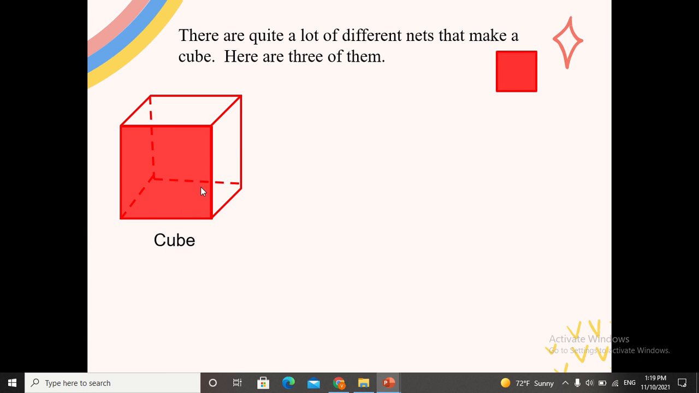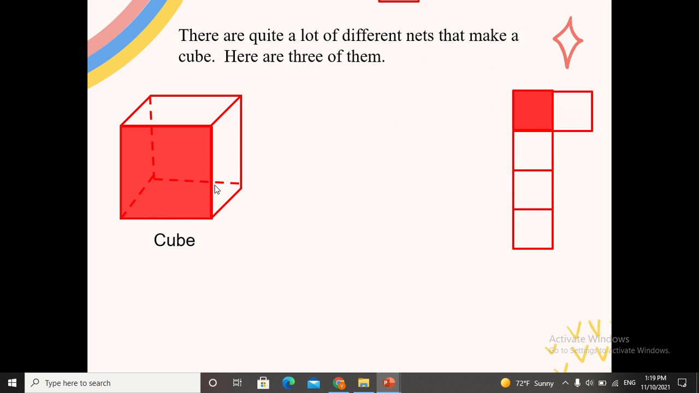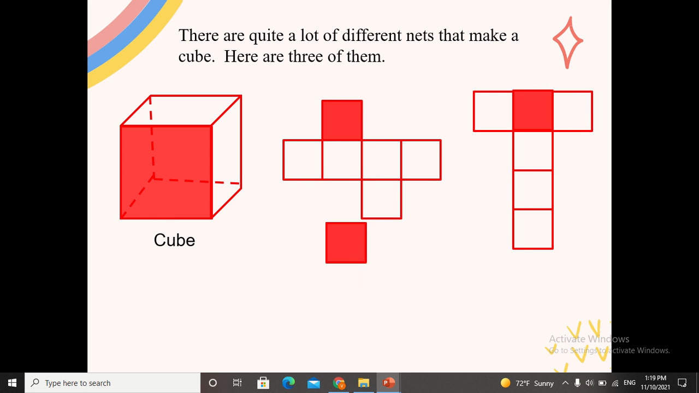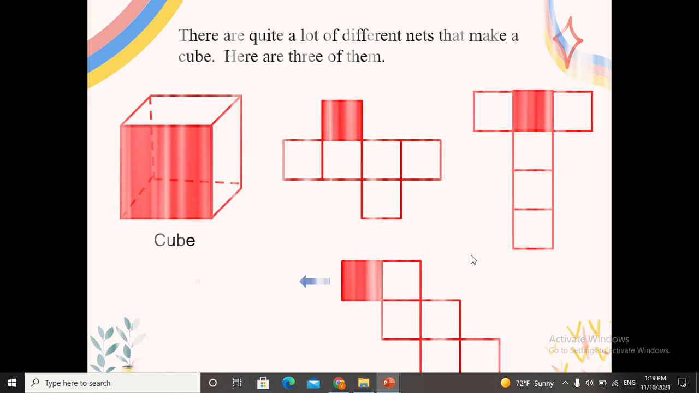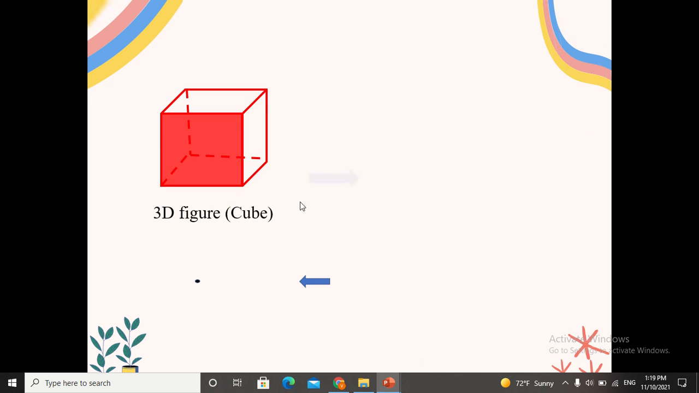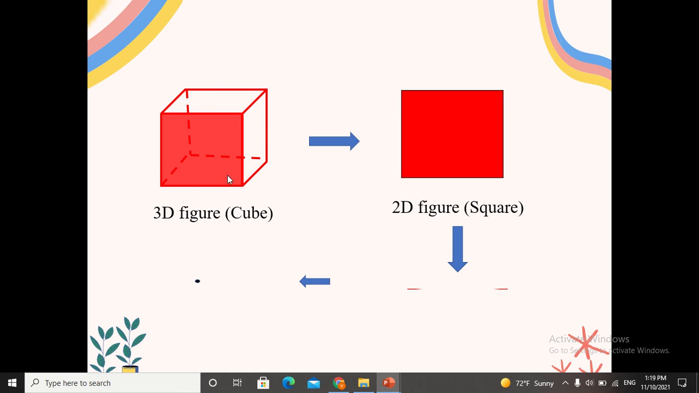This is a cube. Case 1. Case 2 of the net of a cube. And the last, case 3. Yes. From 3D figure to 2D figure to 1D figure and 0D figure. Math is magic.